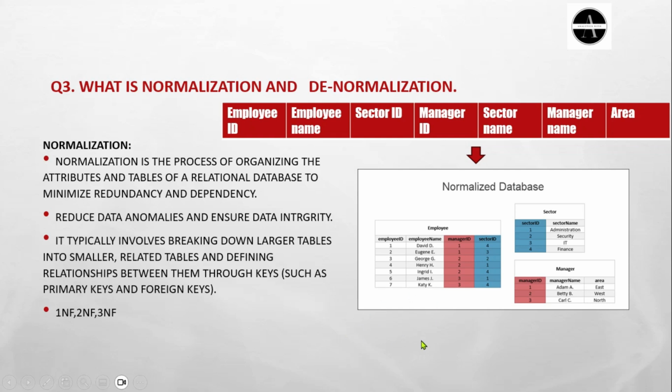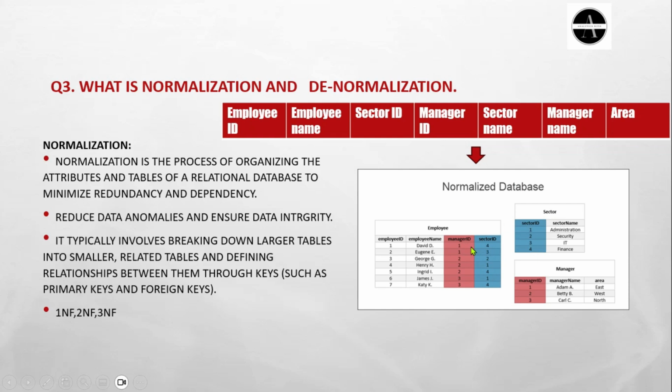Here in the picture you can see that we have this large table with 7 columns, and now this large table is broken down into these smaller tables. We can see that this larger table is broken down into these 3 tables. Table 1 is a sector table, table 2 is a manager table, and the third table is an employee table. The sector table contains information specific to the sector, whereas the manager table contains information specific to a manager, and the employee table establishes the relationship between the manager and the sector with respective IDs.